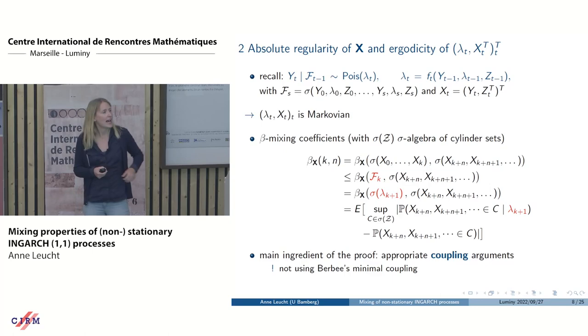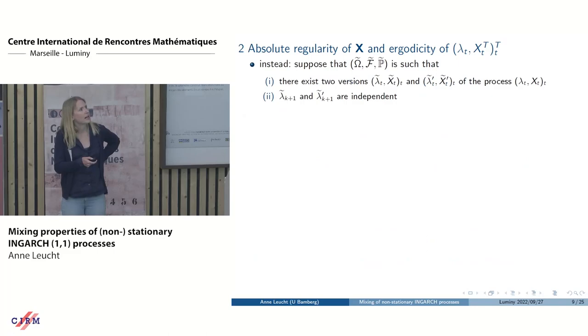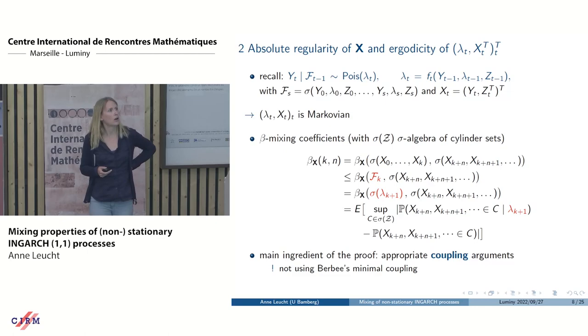So recall the model again. Y_t given the sigma algebra of the past is Poisson with this intensity function lambda. And now recall again, X is the joint process of the counts and the covariates. This is the process that we want to consider now. And due to this model equation, the joint process lambda and X is Markovian. However, X alone is not Markovian.